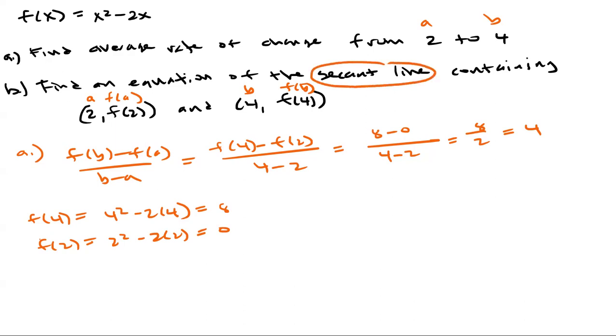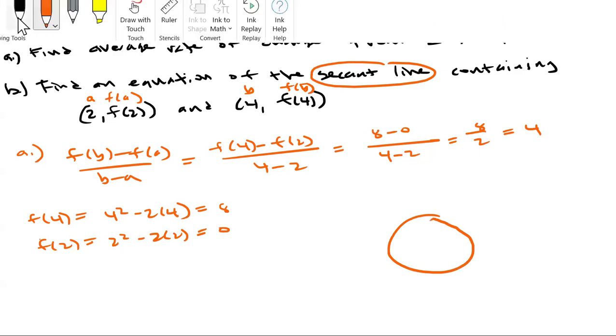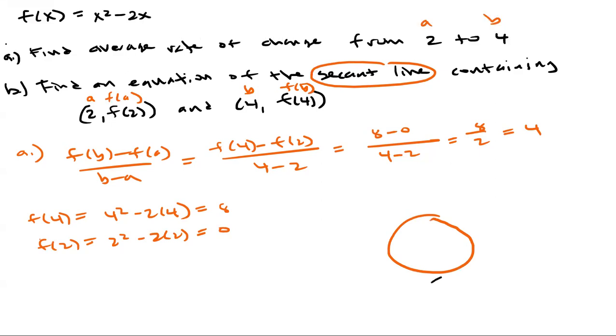So if I have, say, a circle, and I want to find out what the tangent line is, I would draw a line on that circle and it touches it at one point. So this would be a tangent line. However, if I draw another line and it goes through two separate distinct points, so here and here, this is called a secant line. So that's what they're asking.